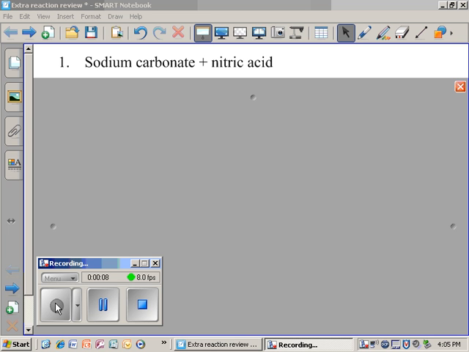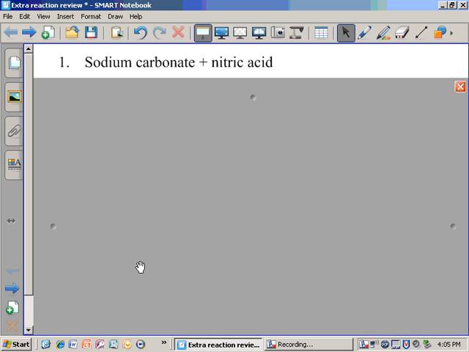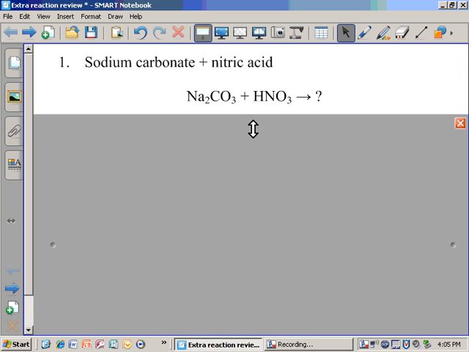So here we have our first one on the supplemental problems. So sodium carbonate and nitric acid. How would I approach this problem? First thing I would do is come up with their formulas. All right, so sodium carbonate and nitric acid.